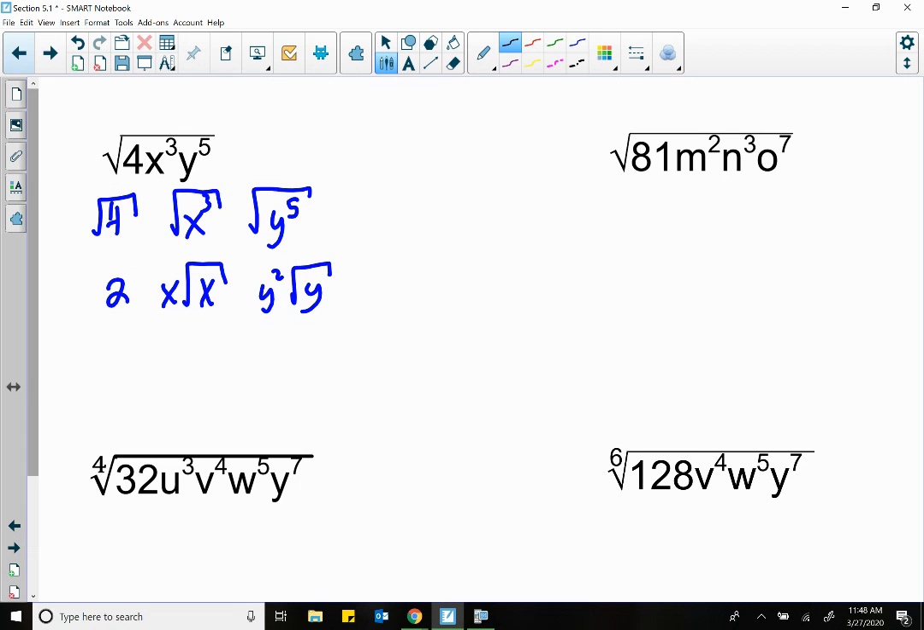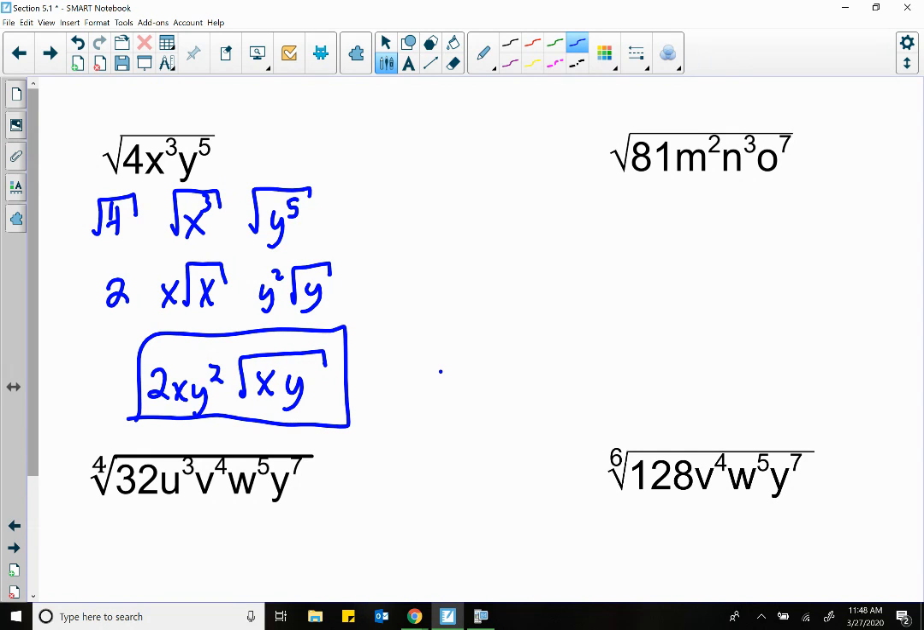So now, how to wrap this up? All we do is rewrite the pieces that are out front, like the 2, the x, and the y squared. We're going to write those first. So everybody that escaped gets written down. And then you put your radical and tell me everybody that's left inside. So I've got an x left inside and a y left inside. And there you go. That's as hard as simplifying is going to get.